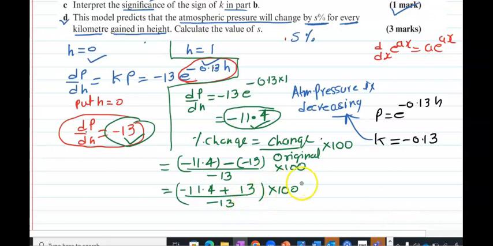Minus 12.3. Did you round it off? Okay, so minus 12.3%. And the minus sign is telling you that atmospheric pressure is decreased, right? So this is what the significance is.